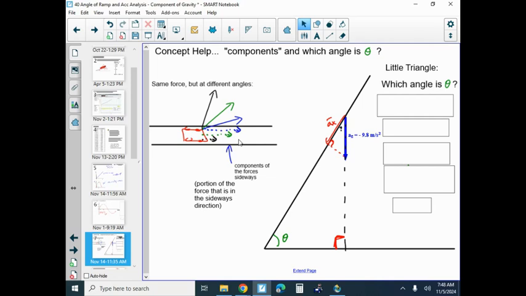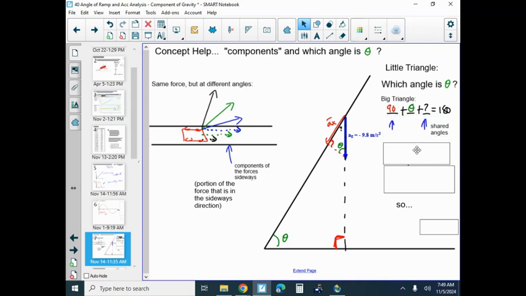The idea of the ramp here, this page is just about what angle in here is the ramp angle. If you notice, you've got a ramp angle, 90 degrees, and some other angle. So in this triangle, we've got the 90 degrees, the some other angle, and so this right here must be the ramp angle, right? This just goes along with that idea.